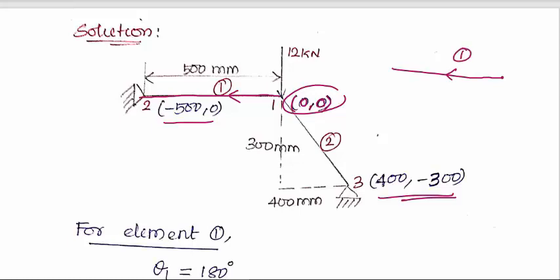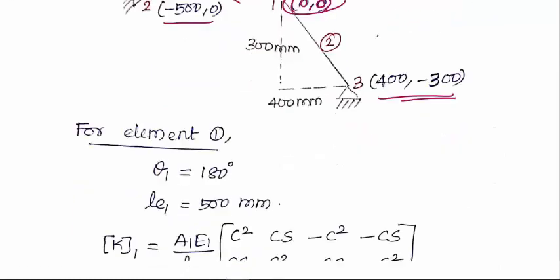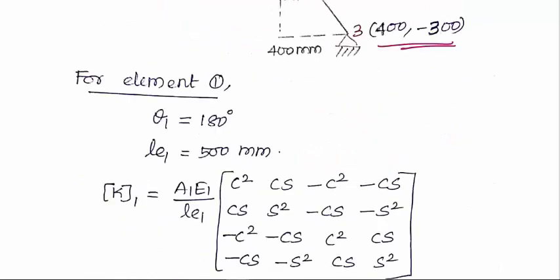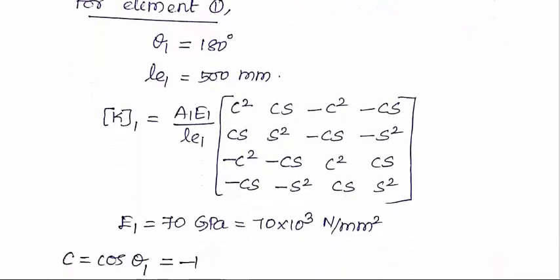Okay, so theta 1 is 180 degrees. The length of the first element is given in the problem as 500 mm. The formula for the stiffness matrix for the truss element is AE by LE into this matrix. Here C is cos theta and S is sin theta corresponding to the first element. E1 is given in the problem as 70 gigapascal. So in terms of Newton per mm square, that is 70 into 10 power 3 Newton per mm square.